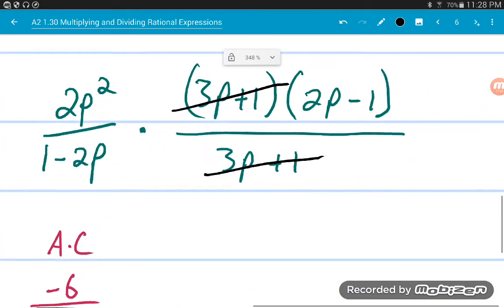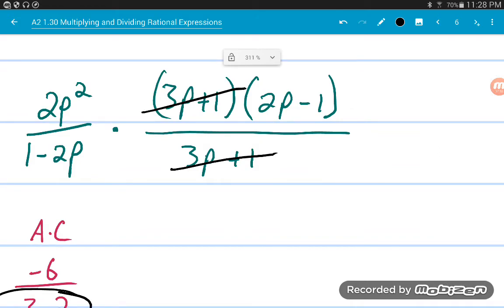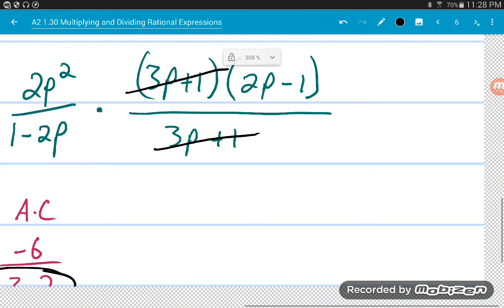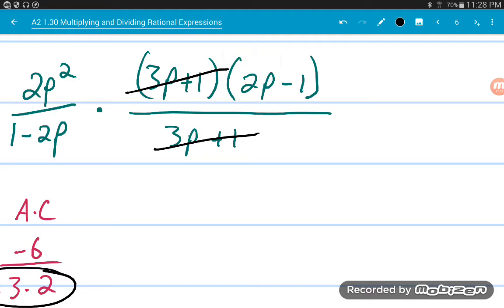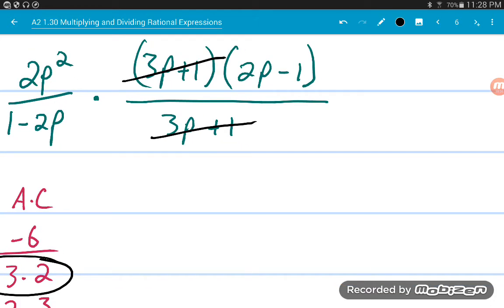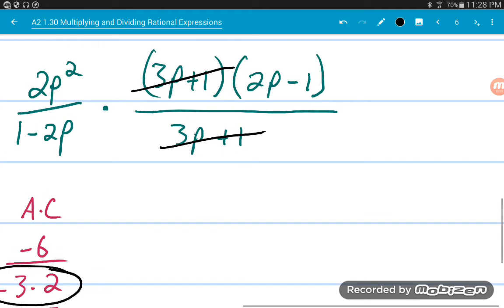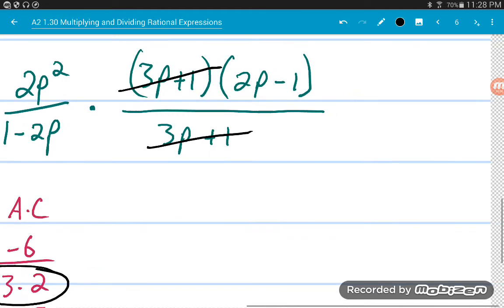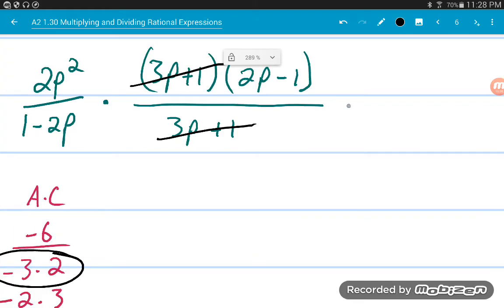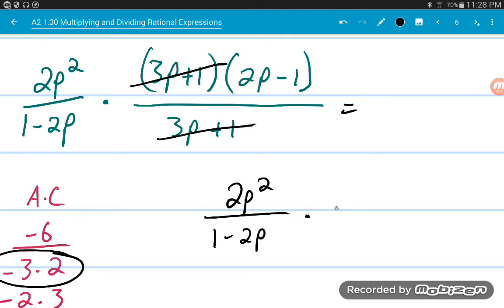Except this is a two-trick question. Grouping is not really a trick, but I know you think it is anyway, so I might as well call it that. This is a one-trick question, plus the expectation of you using grouping, which we already know. So when I rewrite this, let's do it one more time. This is equal to 2p squared over 1 minus 2p times 2p minus 1 over, was nothing, right? We crossed this out, it's gone, so we just put a 1 there, stand in its place.